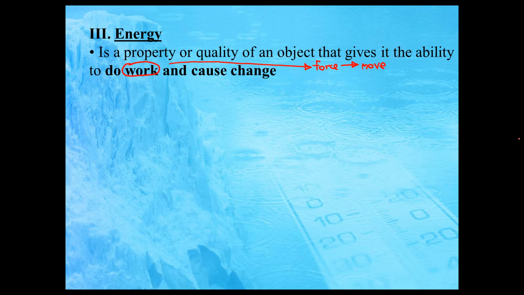So if something has energy, then it has the ability to exert a force on an object or a substance and cause change in it. And typically the change we worry about is it can get the object or the substances to move around. Let's look at an example though.